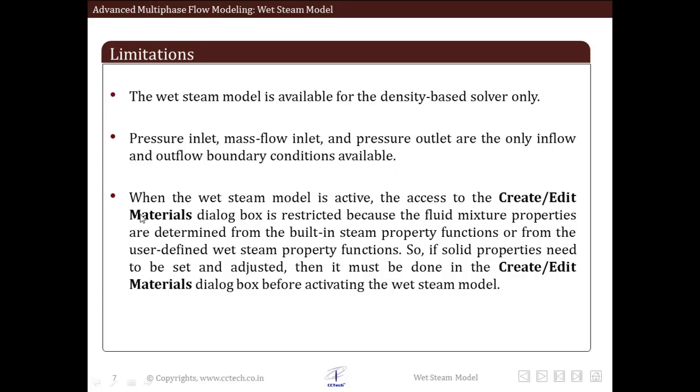The next restriction or limitation is with respect to the materials dialog box. When we use the wet steam model, we have to use a built-in steam property function or a user-defined wet steam property function. So whenever we activate the wet steam model, the materials dialog box will become restricted. That is, we cannot go in and change any of the materials because we are already using a built-in steam property function or a user-defined property function. So we cannot change or modify the materials later on. If solids are involved in our problem, we have to define the solid properties before we activate the wet steam model. After that, we cannot change the material or the solid properties. So remember to define the solid properties before activating the wet steam model.